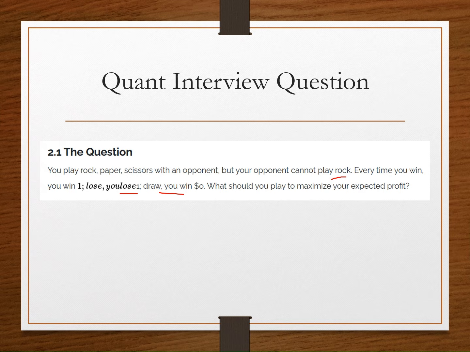So what should you play to maximize your expected profit? We are given a scenario, rock, paper, scissors, and it says that we can play rock, we can play paper, we can play scissors. The opponent cannot play rock, so the opponent can play only paper or scissors.